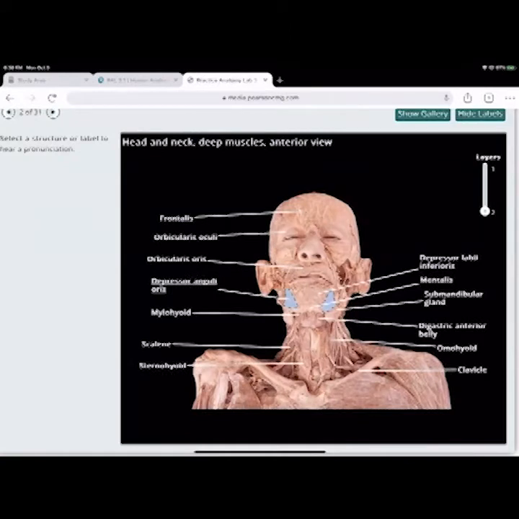Mentalis muscle is the muscle at the tip of your chin. Okay, the mentalis point there. And the depressor labii inferioris depresses the lower lip. So those are the depressor labii inferioris, and the other one is depressor anguli oris. See the angle they pull down at? Depressor labii pulls straight down.